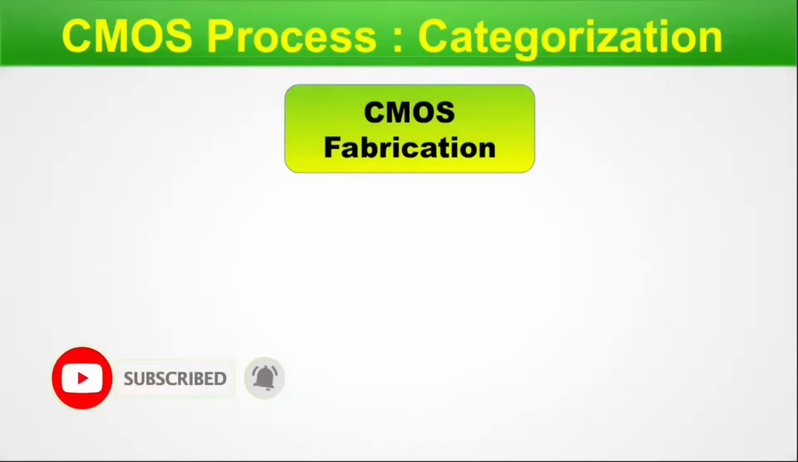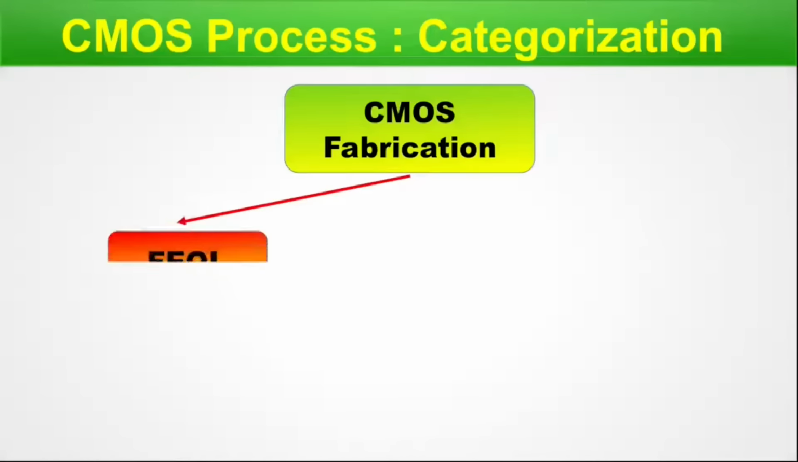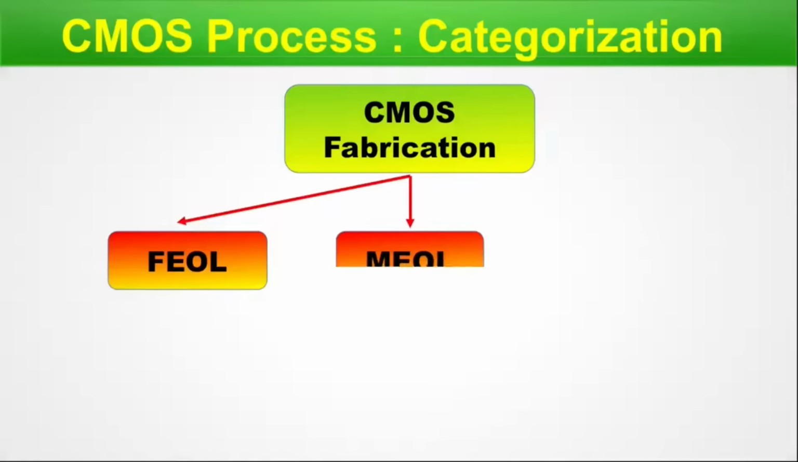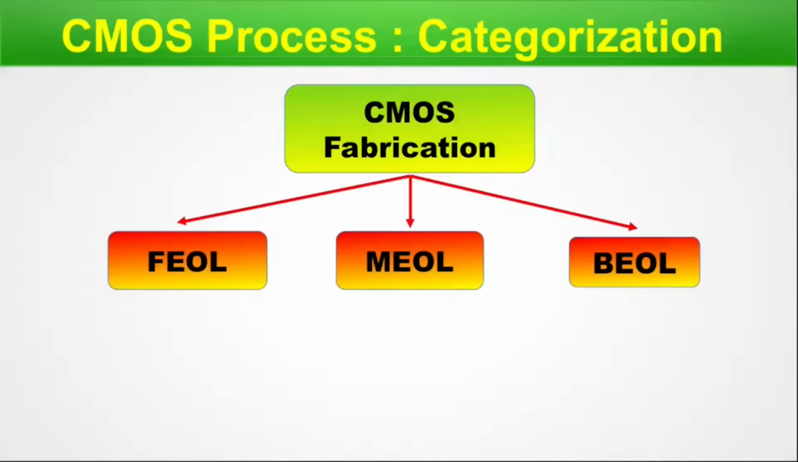Now we will categorize the entire CMOS fabrication into 3 different sections as per the actual semiconductor fab process divisions. The first part is called the FEOL or front end of line. The next part is called the middle end of line. And the last part is called the back end of line, that is BEOL.